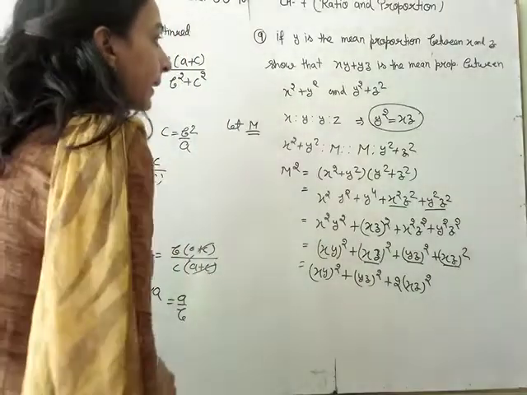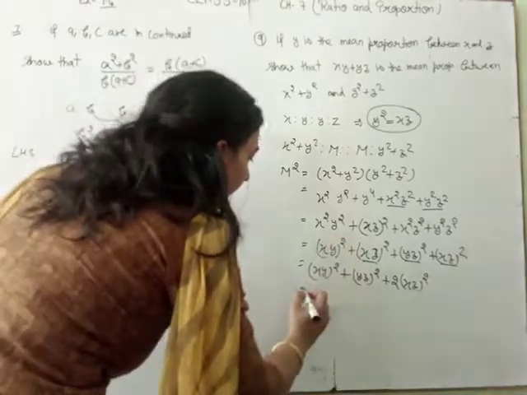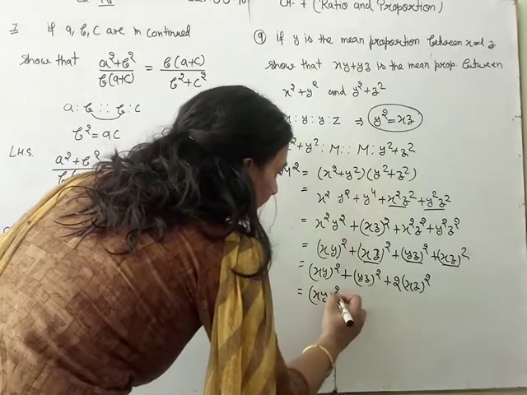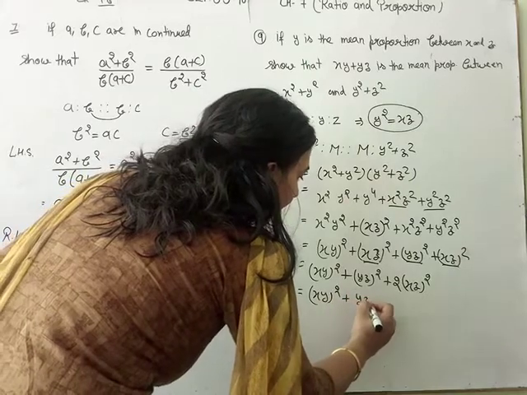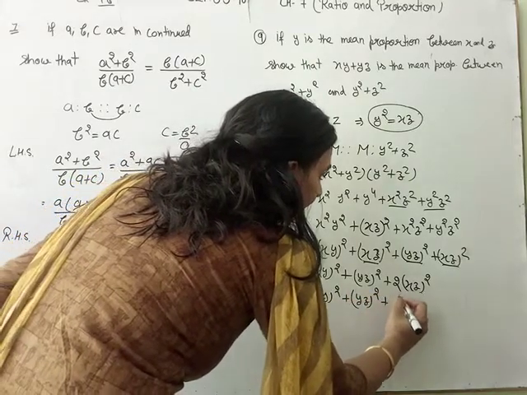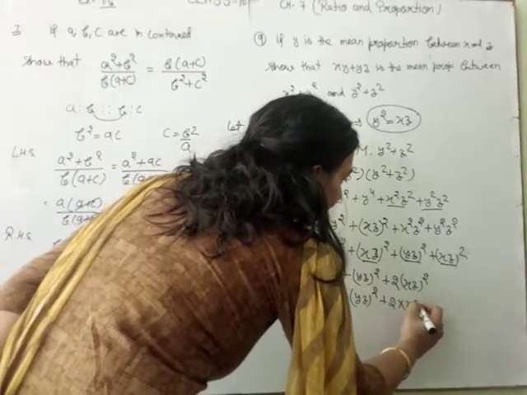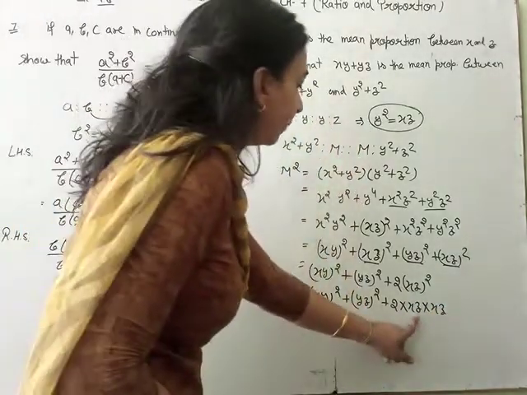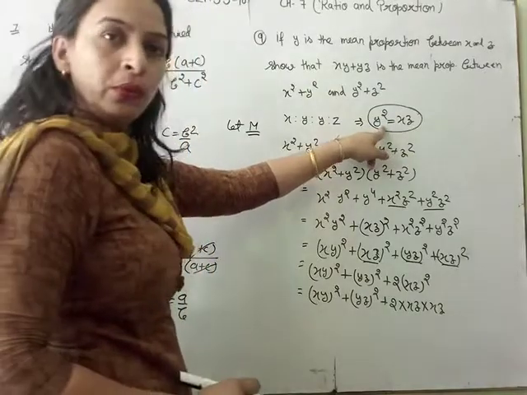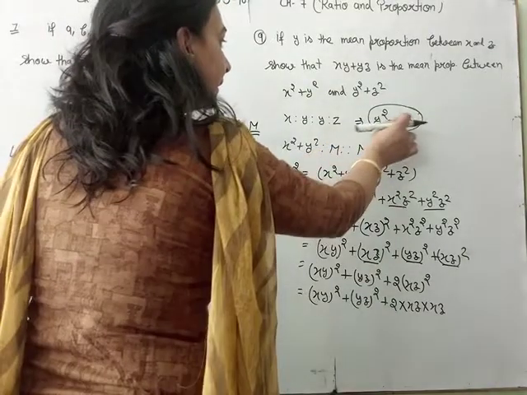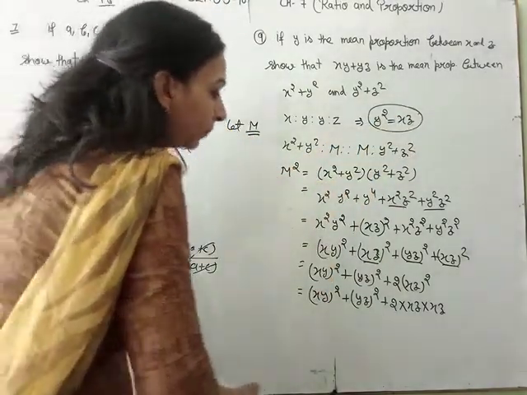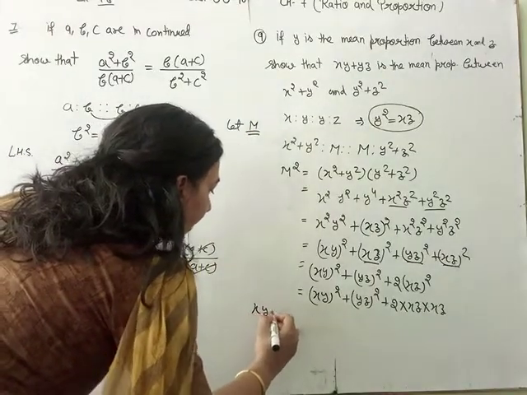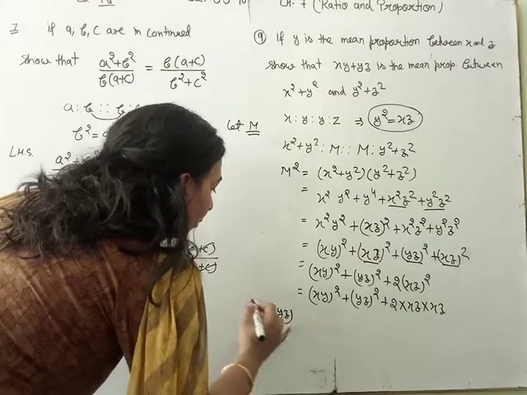Okay. Next is (xy)² plus (yz)², and we write this 2 into xz into xz. Okay, and xz equal to y², xz equal to y². Then we complete this in this form: (xy plus yz) whole square.